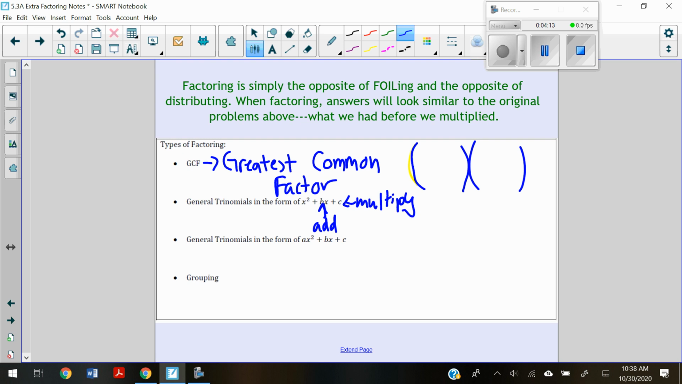Now, when you look at the next one, it has an a in the front. Don't forget you're going to take that a and you're going to times it by c. Now we see AC. What multiplies to AC and adds to b? So hopefully you remember doing that little x that we had done before. Multiplies. All right, and grouping. Grouping is where we have 4 terms and we split them.